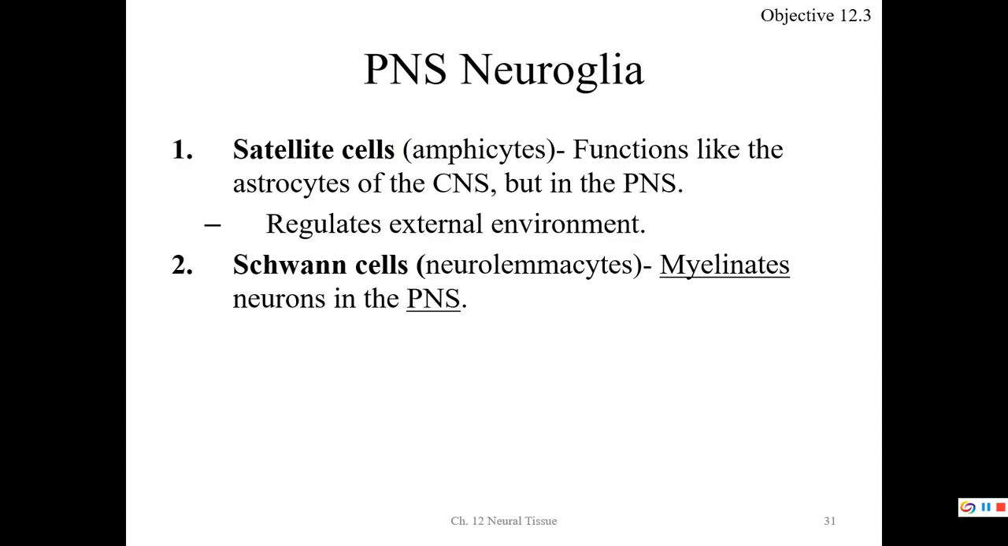Now, in the PNS, there's satellite cells and Schwann cells. Satellite cells are sometimes called amphicytes. They're kind of like the astrocytes, but in the PNS. They regulate the external environment. Schwann cells, also called neurolymphocytes, they create the myelin in the PNS.